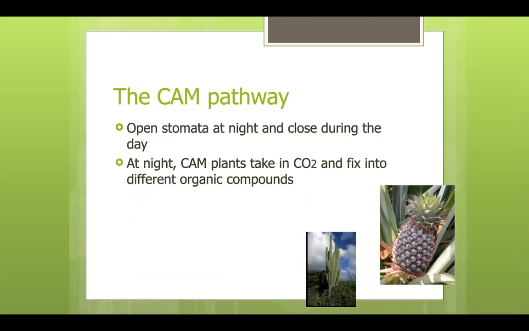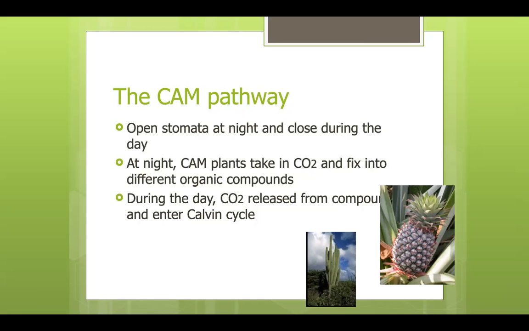So at night, the CAM plants are going to take carbon dioxide in and fix it into organic compounds. And then during the day, the carbon dioxide is going to be released from those compounds, and they'll do the Calvin cycle during the day. But the big problem is they can't have their stomata open during the day because they'll lose too much water. And so when they take it in at night, they'll fix it into different organic compounds and then just kind of reverse the process and release the CO2 during the day to form the Calvin cycle.